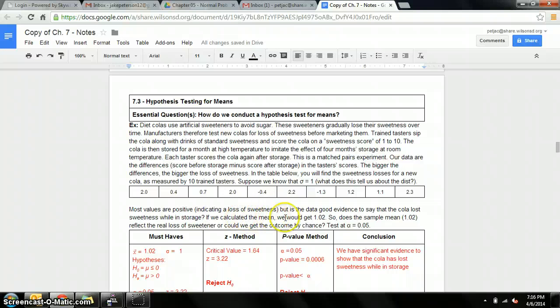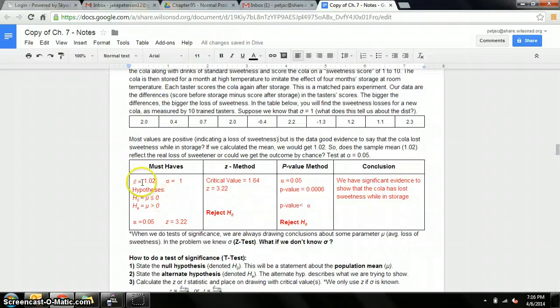We have our sample mean down here. It tells us if we calculated the mean, we'd get 1.02. We know our population standard deviation. So we start filling out some of the information we know. We know that the sample mean is 1.02. Population standard deviation is 1. For creating our hypotheses here, we need our null hypothesis and our alternate hypothesis. And these aren't any different than what we did before. Now, though, we're looking at the population means.